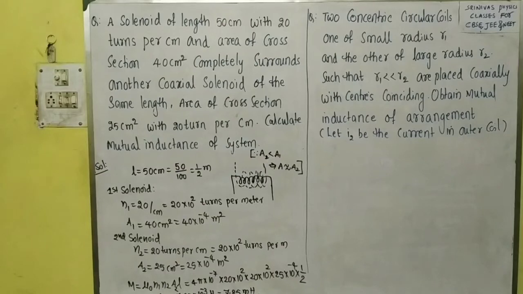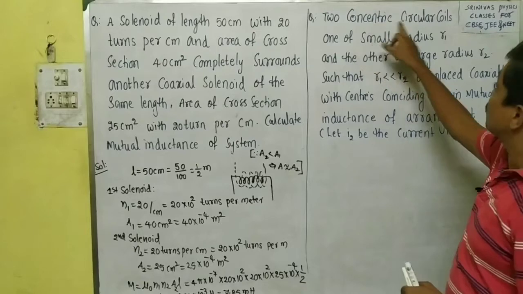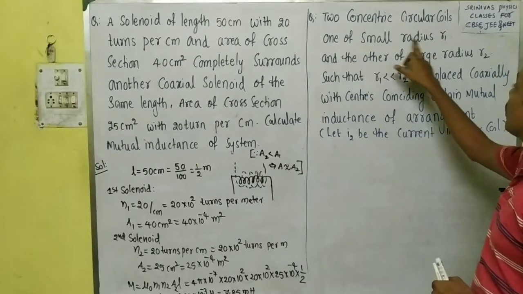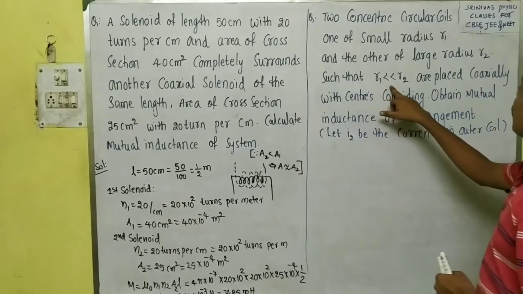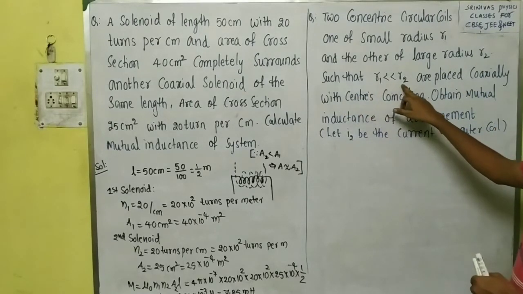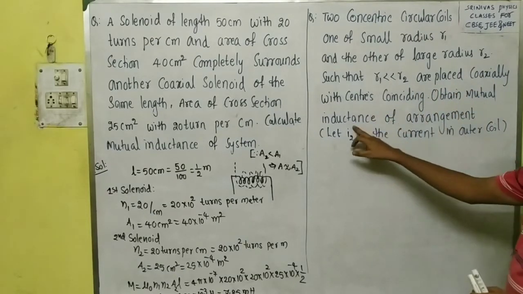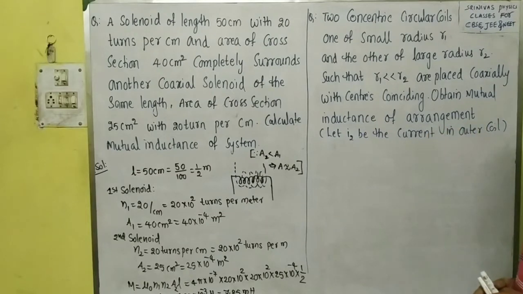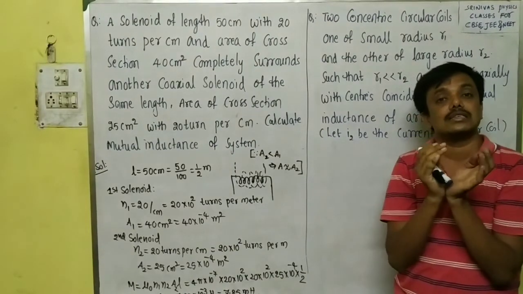Now let us go for another problem that is given in the diagram on the board. Look here, there are two concentric coils, one of small radius R1 and the other of large radius R2, such that R1 is less than R2, placed coaxially with centers coinciding. Obtain the mutual inductance of the arrangement. Again we have to derive the mutual inductance formula, but not for solenoids; it is for coaxial circular coils.